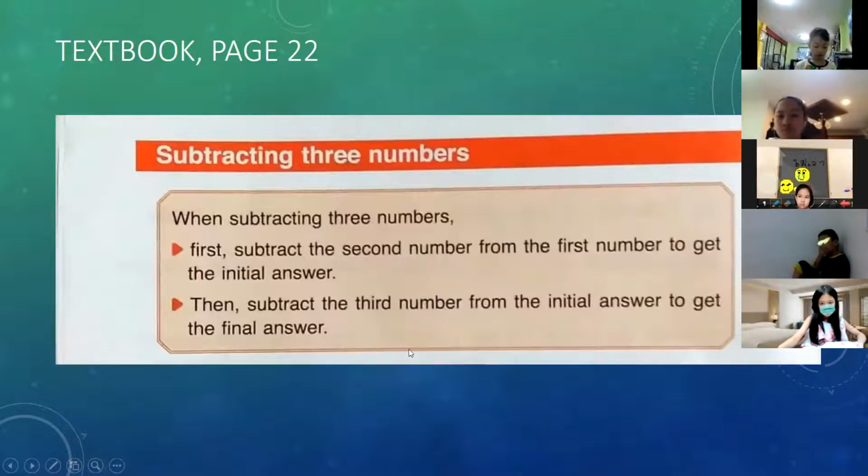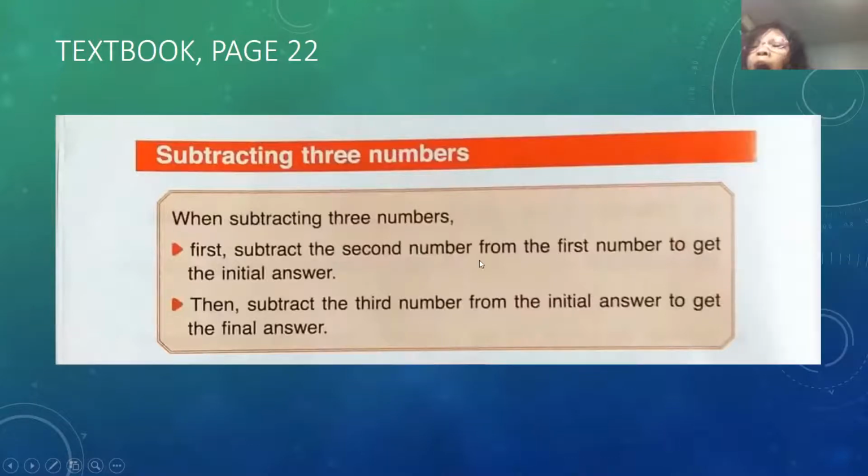So let's go now to subtracting three numbers. When subtracting three numbers, you have to remember this. First, subtract the second number from the first number to get the initial answer. Second step, then subtract the third number from the initial answer to get the final answer.